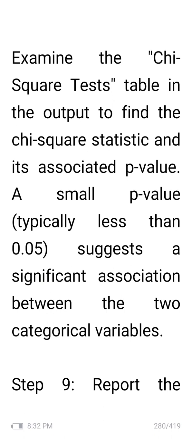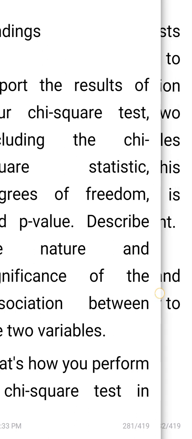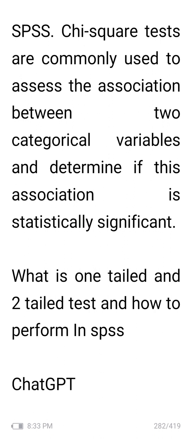Examine the chi-square test table in the output to find the chi-square statistic and its associated p-value. A small p-value, typically less than 0.05, suggests a significant association between the two categorical variables. Then report the findings. Report the results of your chi-square test, including the chi-square statistic, degrees of freedom, and p-value. Describe the nature and significance of the association between the two variables. And this is how we perform this. It's used to assess the association between two categorical variables and determine if this association is statistically significant.